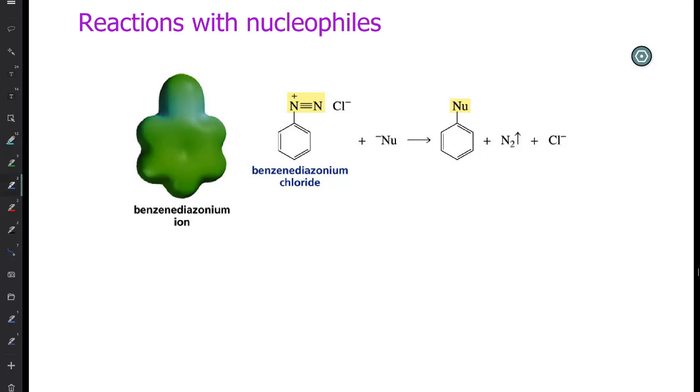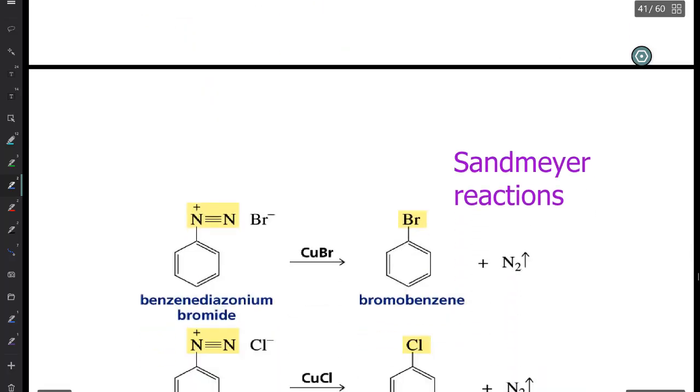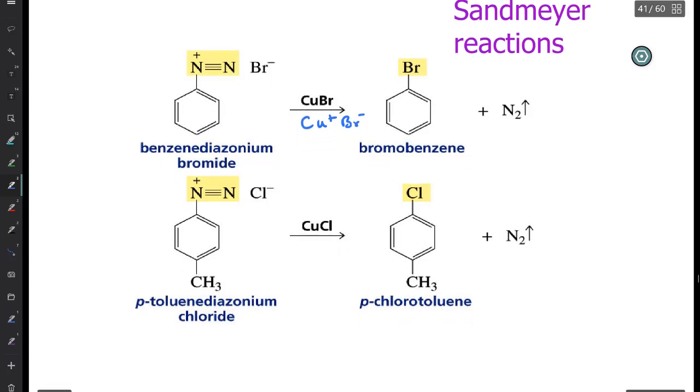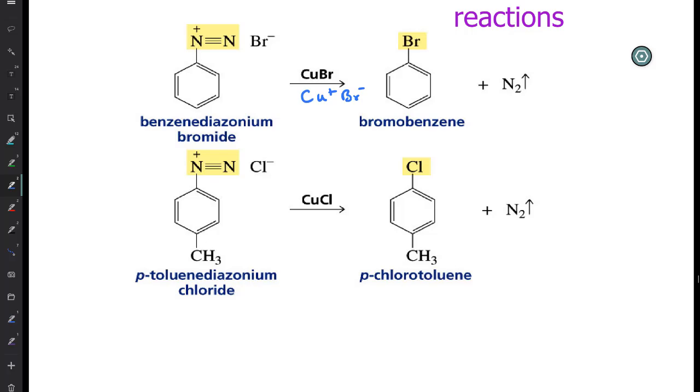The nucleophile can come in directly and do a substitution reaction. Now, the Sandmeyer reactions are similar types of reactions. These are copper(I) salts, so these are Cu+ Br- copper(I) salts. They can also be used in these reactions, and you can get a direct substitution of the diazonium portion with the halogen.